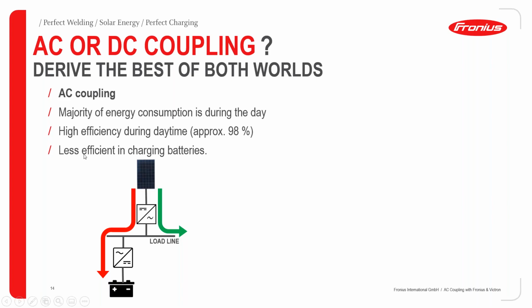But then, of course, it is less efficient in charging the batteries. This is essentially because there are two conversion processes that go on before the battery is charged. So we have the PV power coming from the PV generator or the module. It will first have to pass through the PV inverter, the Fronius inverter, and then pass through the Victron inverter before it gets to the battery. So all these conversion processes tend to reduce the efficiency.